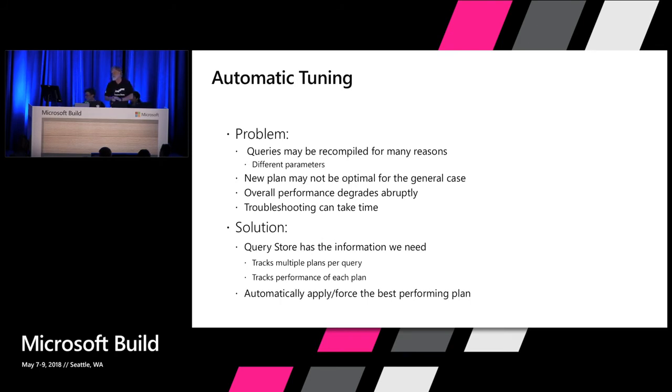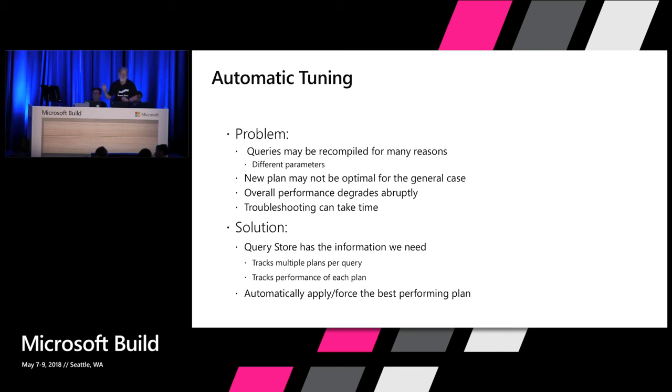So what automatic tuning is doing is taking advantage of that and taking it a step further. Queries get recompiled for a lot of reasons, different parameters. Parameter sniffing is a classic. The new plan might not be optimal for the general case. That was the example that Joe showed. Overall performance can degrade abruptly if you get the wrong plan compiled, and it can take time to figure out what went wrong.